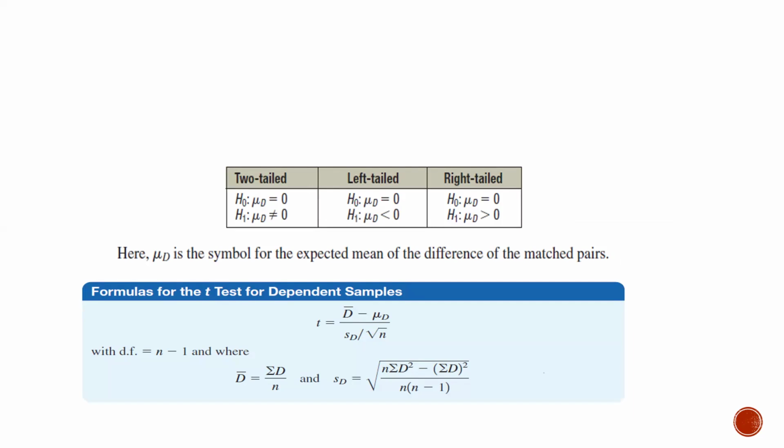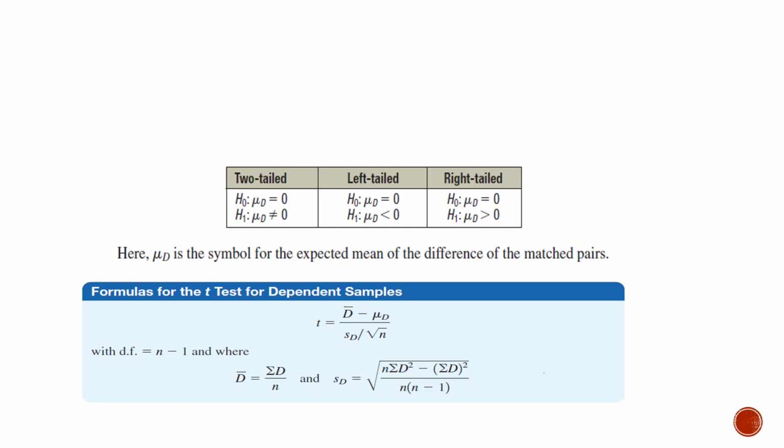In a left tail, we will say that the observed difference is less than 0. And in a right tail, we can say that the observed difference in the matched pair is greater.